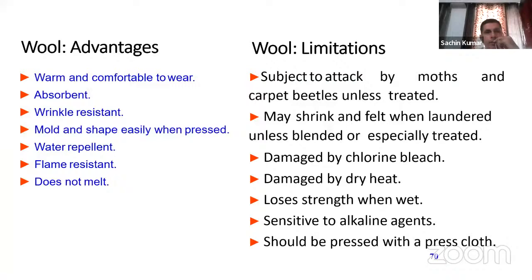The advantages: warm and comfortable to wear, warm due to its insulative property. Cotton is conducting, but this is insulative and non-conducting in nature, which gives us warmth. It is highly absorbent, wrinkle resistant, molds easily to any shape, water repellent, and flame retardant. So among the natural fibers, wool is a flame retardant material. But again, it is easily damaged by chemicals, especially alkali, which has a very bad effect on it. It also loses strength when wet and is very sensitive.